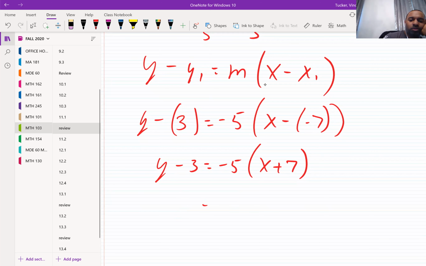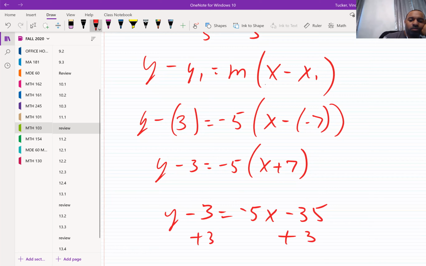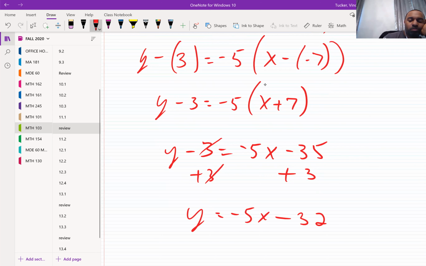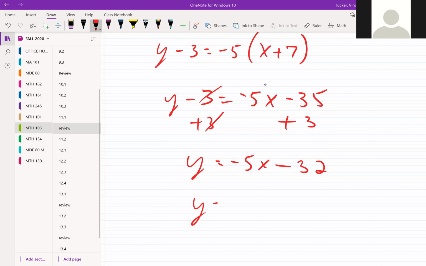And then after that, I did +3 on both sides, right? Mm-hmm. And then I did y equals -5x minus 32. Mm-hmm. And then I did -5 over -5 on both sides. And then I have x equals 64.